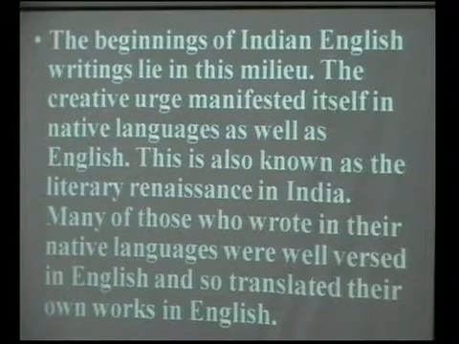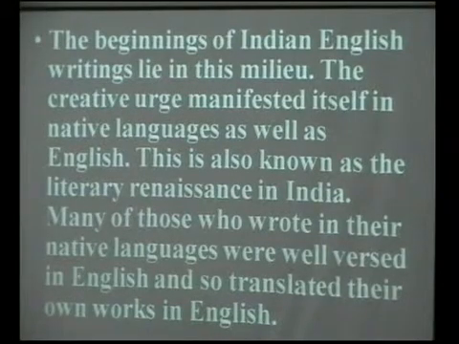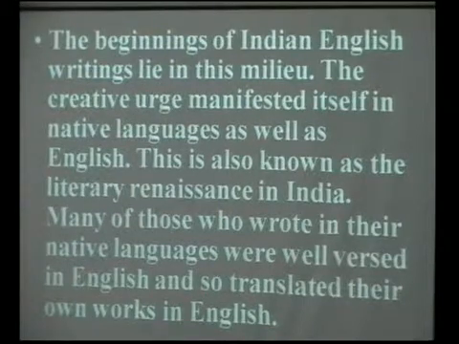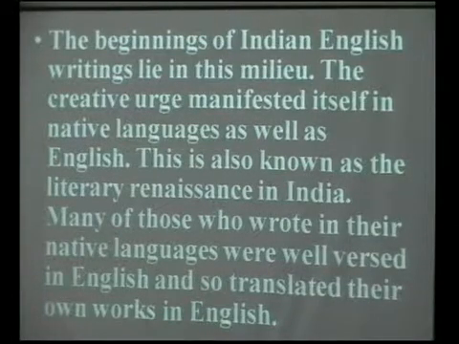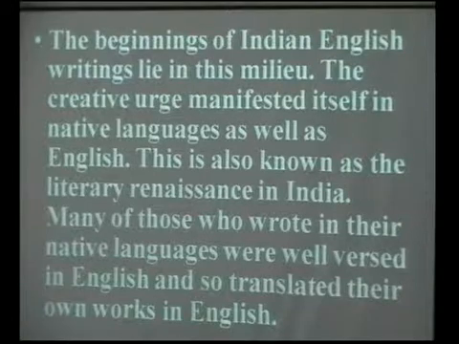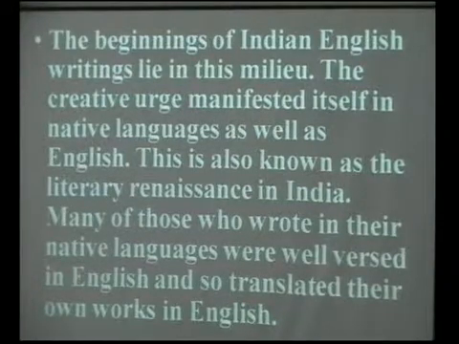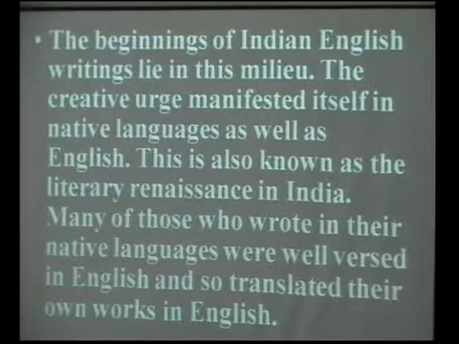I would like you to pay a little close attention to what is said at the end of this slide. Many of those who wrote in their native languages were well versed in English and so translated their own works in English. And so we have a number of early writers who wrote not just in their own native languages, but in English as well. Either they did that or they translated their own works from the native language into English.